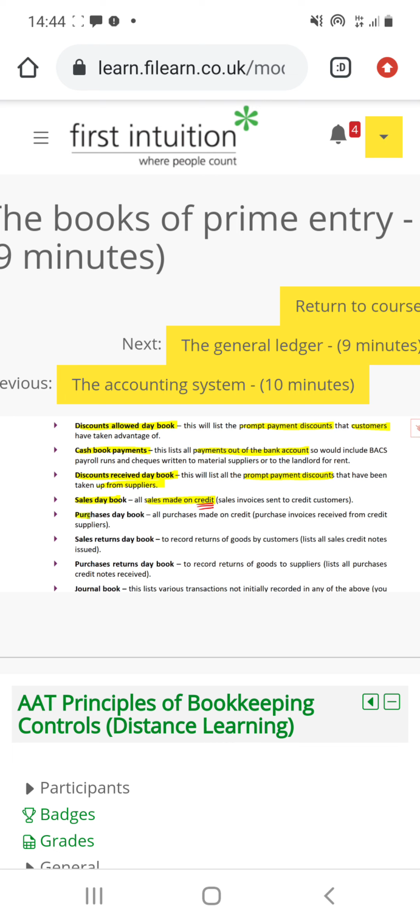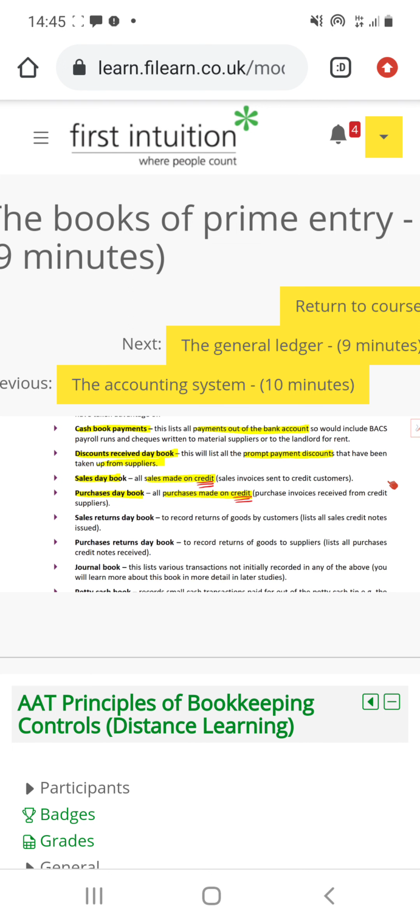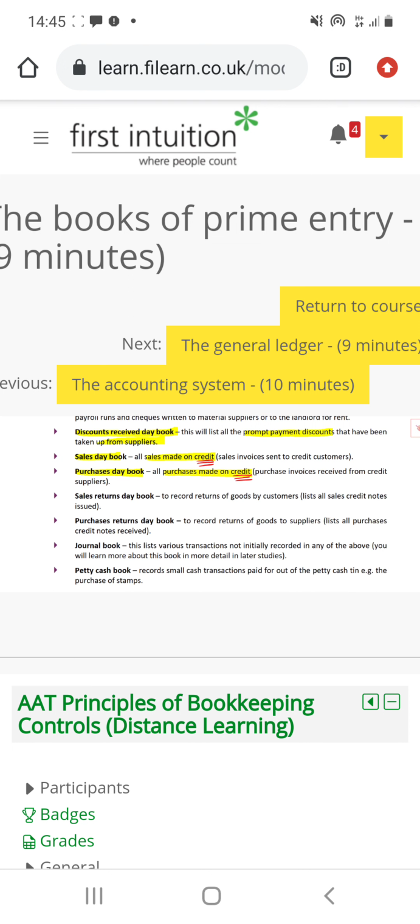And then the purchase day book is the opposite of that. It's the purchases that you make, again, on credit. If you have to pay for something and you make a payment in cash, that will go into your cash payments book. So these are your sales and purchases on credit, just a chronological list of those things. So those two you would see regularly.